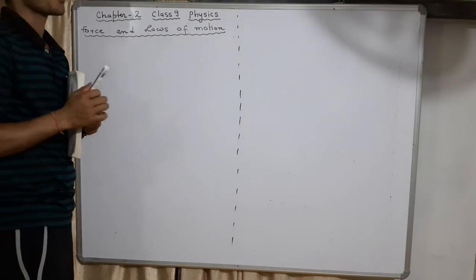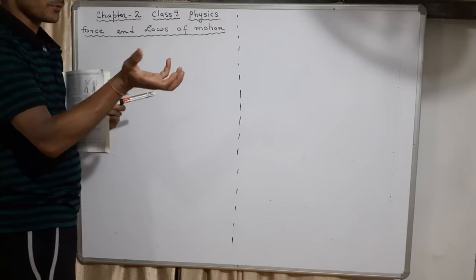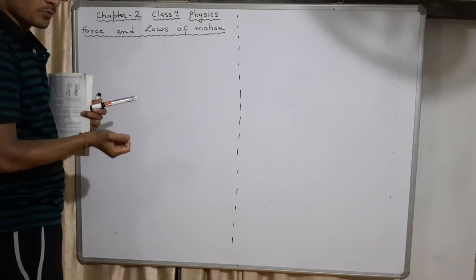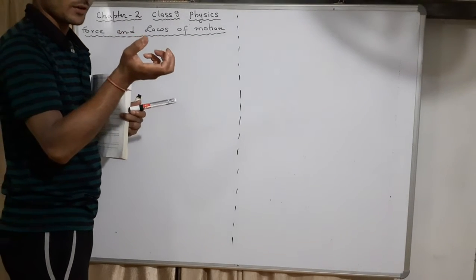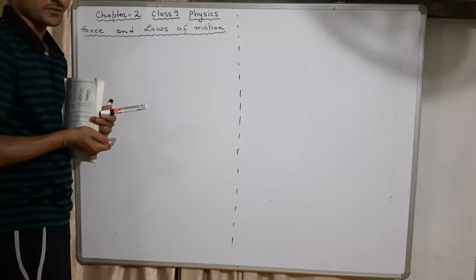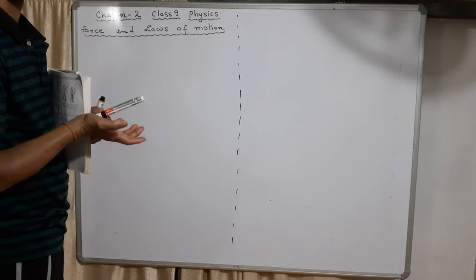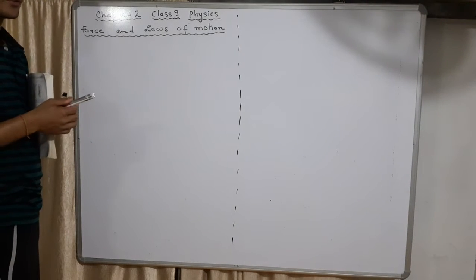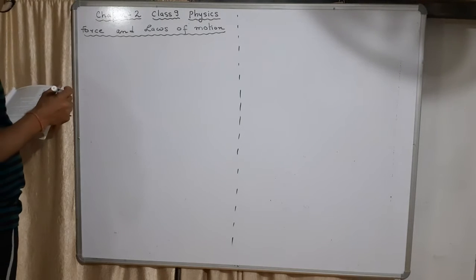In the last class, if you remember, I told one application: a cricketer catches the ball by pulling his hands towards the body when he completes the catch. That means he is increasing the time of receiving the catch. By doing that, the impact is very less, the force on his hand is very less. So this is the application of the second law of motion. Similarly, there are other applications too.